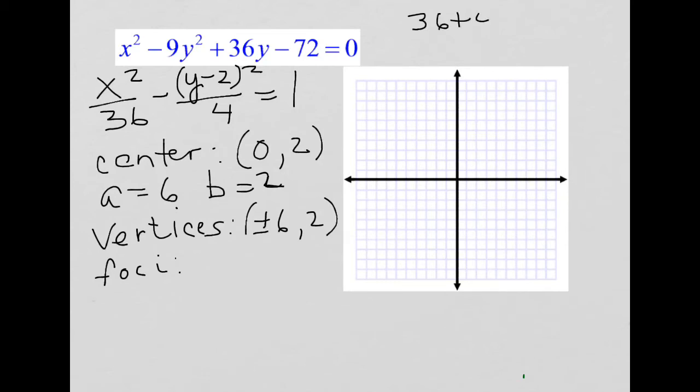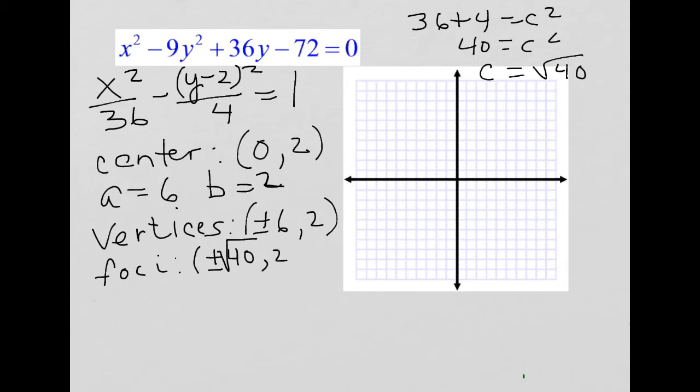Our foci also change the x variable, and we're going to find them. 36 plus 4 equals c squared. So 40 equals c squared. C equals the square root of 40. So our foci are plus or minus the square root of 40, comma 2. And our asymptote is going to be y equals 2 plus or minus 1/3 x.